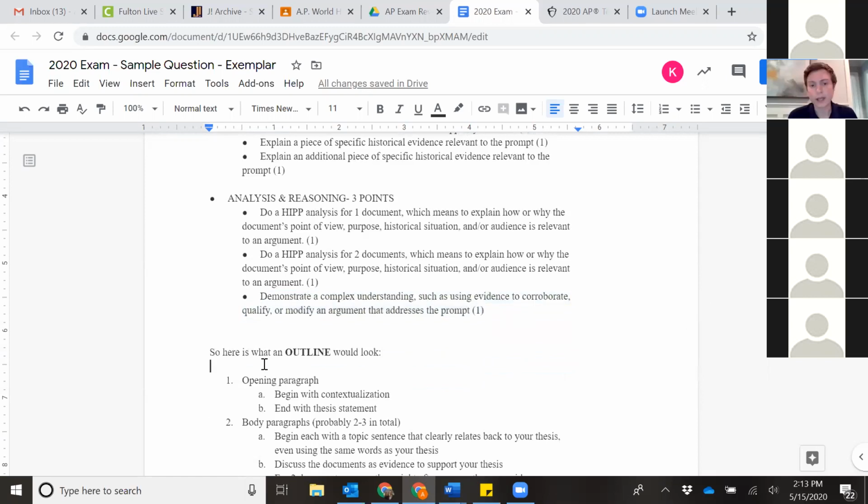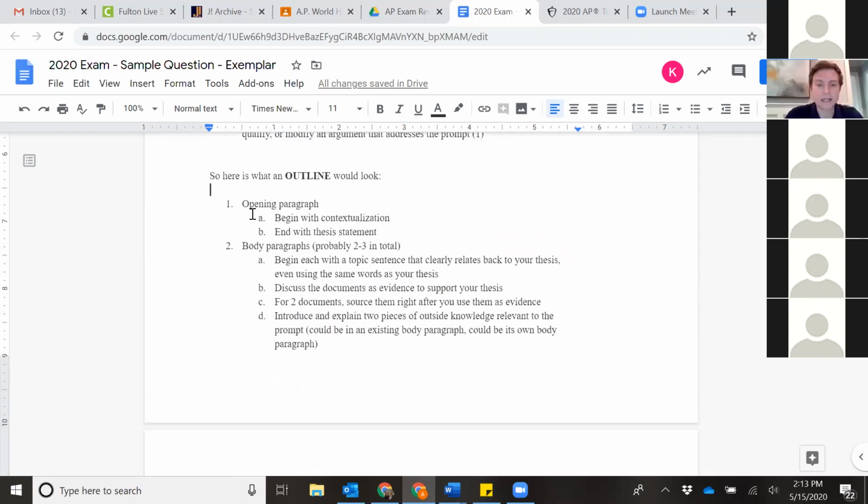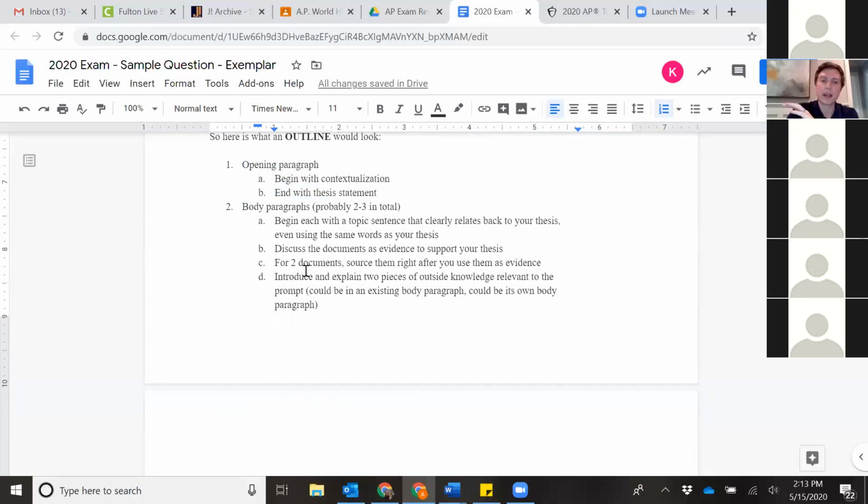So basically an outline, hopefully you guys started with an opening paragraph in which you contextualized and then lead that into the thesis, just like we've been doing all year. That has not changed. Then you're going to write body paragraphs. There's no right number, but probably about 2 is what you'll have time for. You could start each one with a topic sentence that relates clearly back to your thesis. That'll get you organized as to what you're supposed to be writing about. That'll help the reader to know exactly what you're trying to do. It'll help you to earn those evidence points.